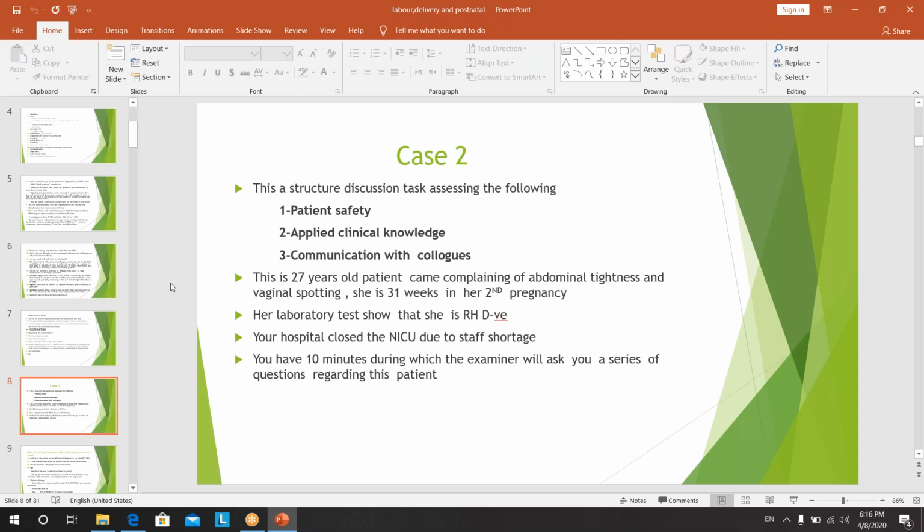And also, I would like to know any allergies to any medications, and did she undergo any surgeries in the past? And also, I would like to know any smoking history, and about alcohol, and any recreational drugs she has been taking.